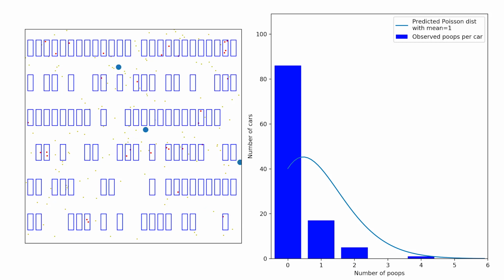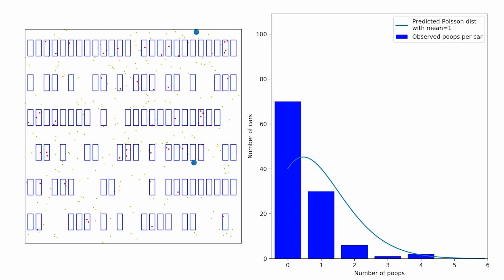This probability distribution function represents the probability that 0, 1, 2, or 3 poops will land on a car. Each of these probabilities is multiplied by the number of cars in the parking lot, which gives us the expected number of cars with that number of poops. The simulation has roughly 110 cars, so around 40 cars are expected to get 0 poops, 40 get 1, 20 get 2, 5 get 3, and so on. This expected number of cars per poops is what the line chart shows. The bar chart is the observed number of cars with that amount of poops.